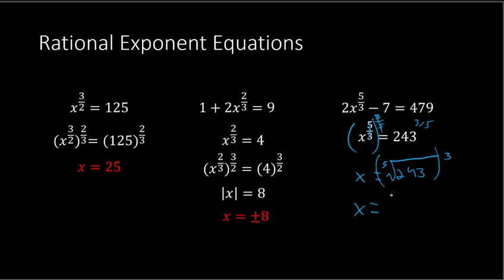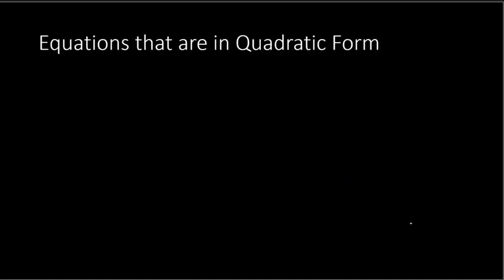So for this one, maybe some trial and error or use a calculator, but the 5th root of 243 would actually be 3, because 3 to the 5th power is 243. And then that's raised to the 3rd power, so 3 to the 3rd power would be 27. So your final answer is 27, and that would be for this equation.